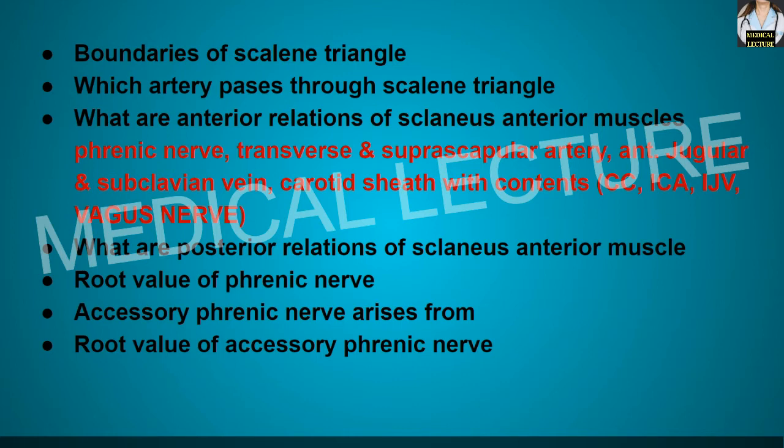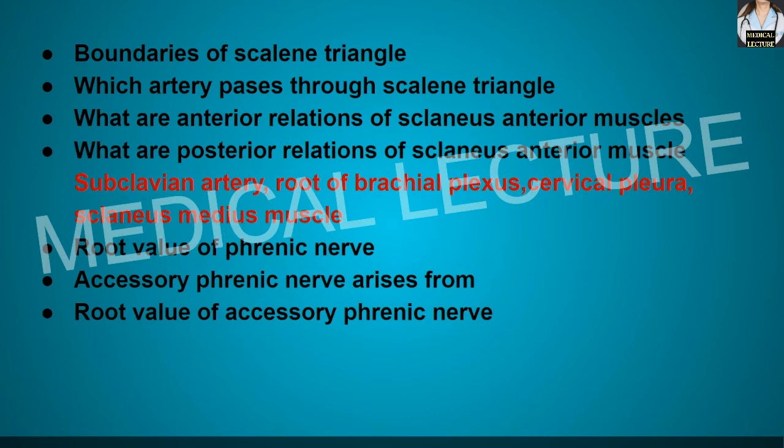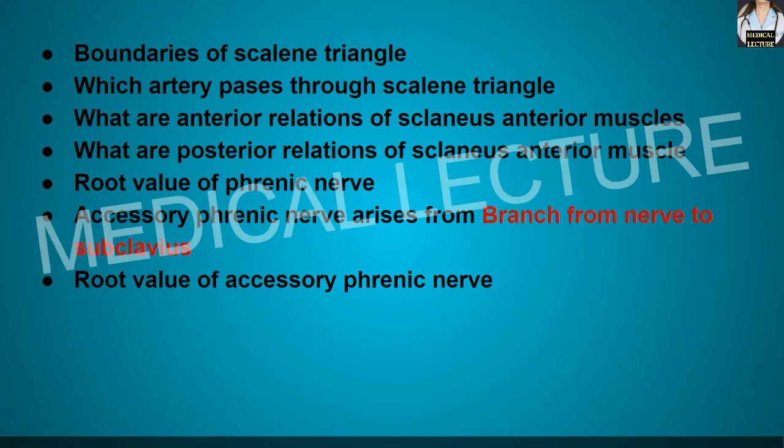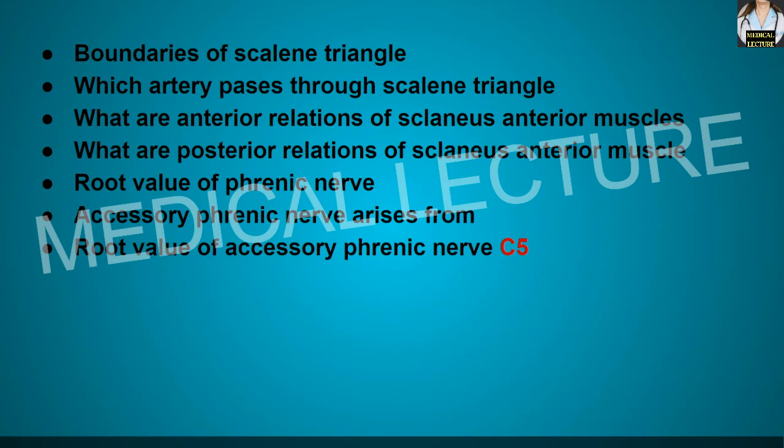What are the posterior relations of the scalene anterior muscle? These are the subclavian artery, roots of the brachial plexus, cervical pleura, and scalene medius muscle. The root value of the phrenic nerve is C3, C4 and C5. Mainly it is considered C4, but we can consider C3, C4 and C5. The accessory phrenic nerve is actually a branch from the nerve to subclavius. The root value of the accessory phrenic nerve is C5.